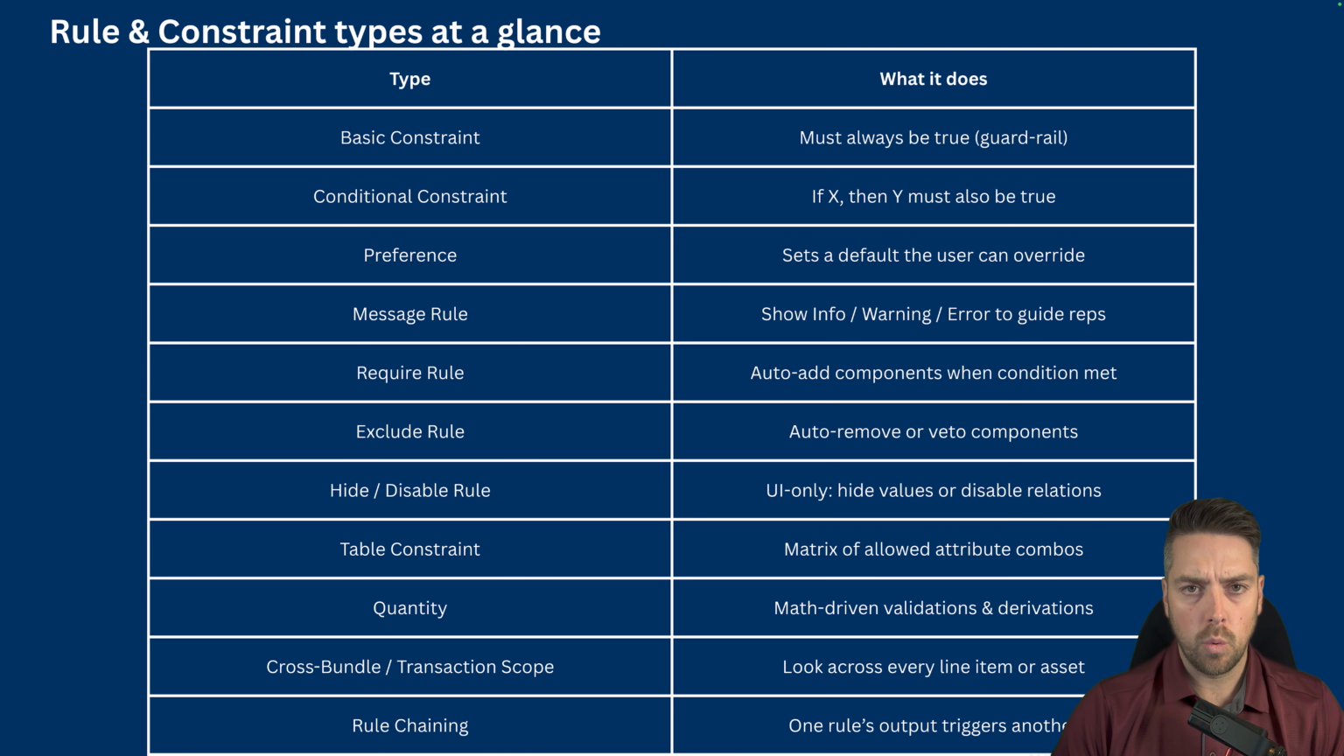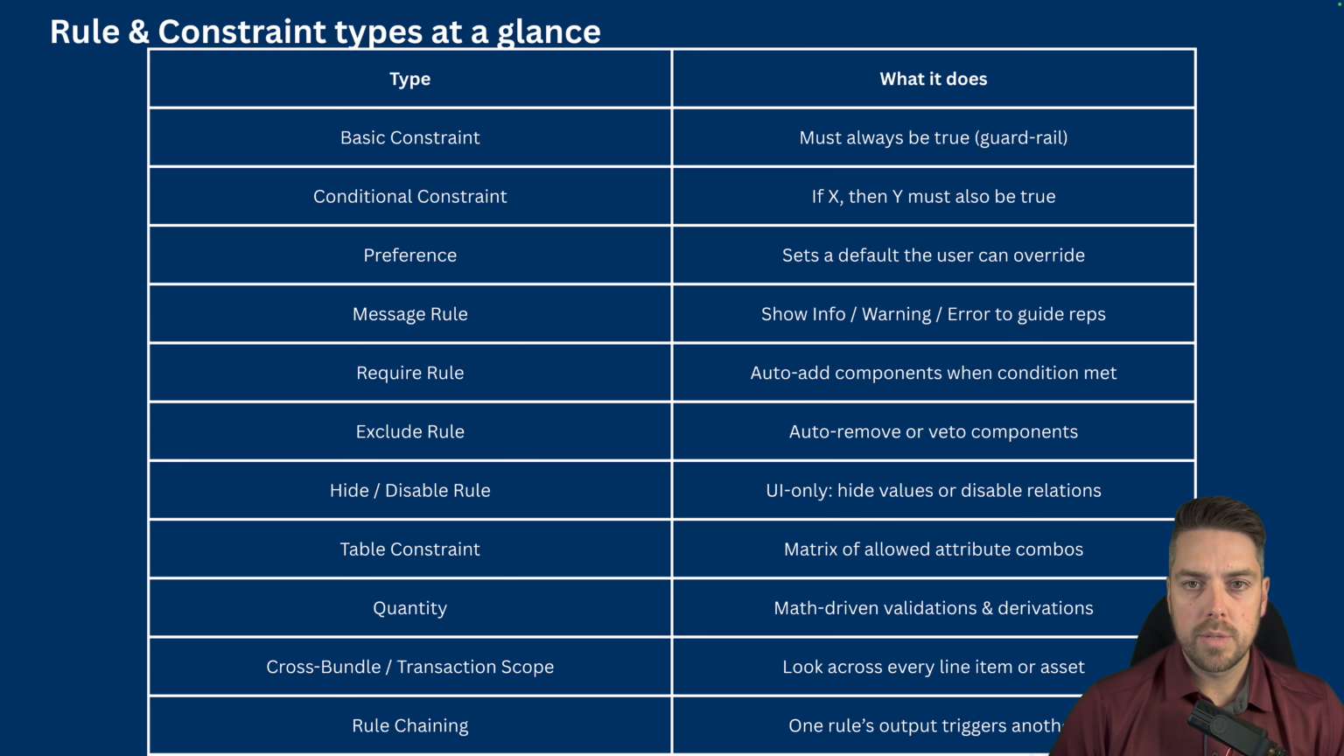You can also define quantities for some of your bundle products based on math-driven validation, right? So your software should always match the number of computers that you're selling in your bundle. You need to sell the same number of licenses as you are selling hardware.